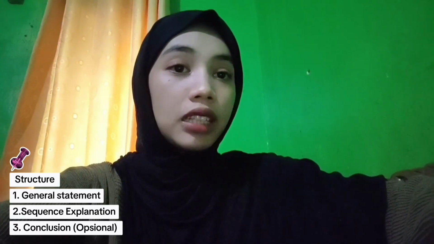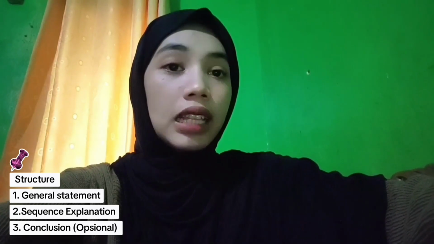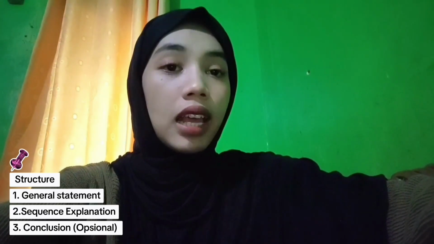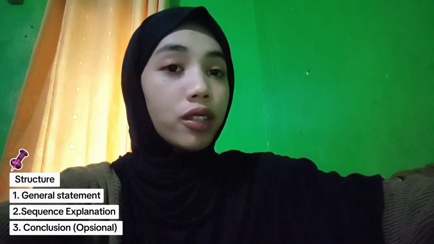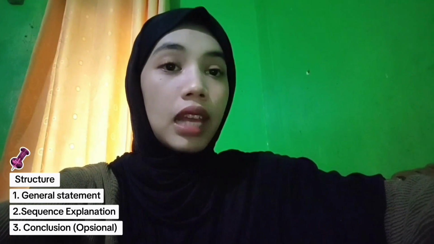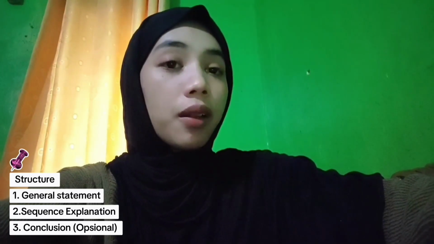The structure of explanation text. The first, general statement. General statement introduces the topic. The second, sequence explanation, explains the process step by step. And the last, closing, optional, conclusion or final statement. Language features of explanation text: using simple present tense, using passive voice, using causal conjunction, using chronological conjunction, and using technical terms.